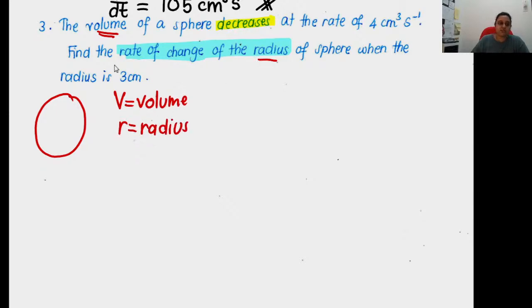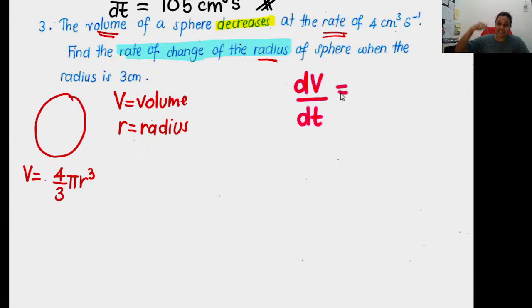Now, what is the volume of a sphere? This is where you need to know the formula again. The volume is 4/3 pi r cubed. Make sure you know the volume of a sphere. The volume of a sphere decreases at the rate, so the moment you see the rate, that means dV/dt.